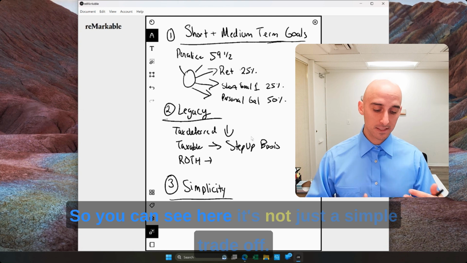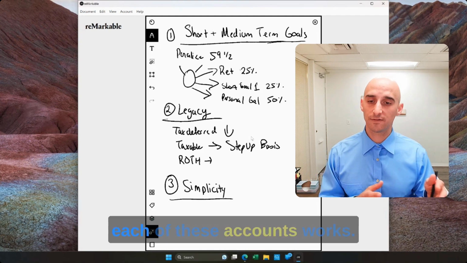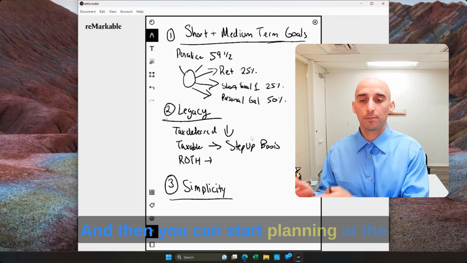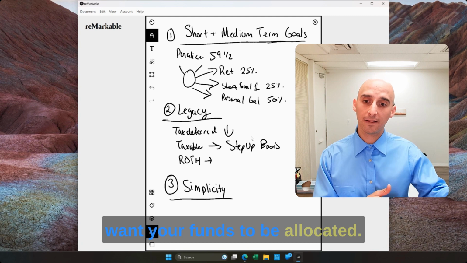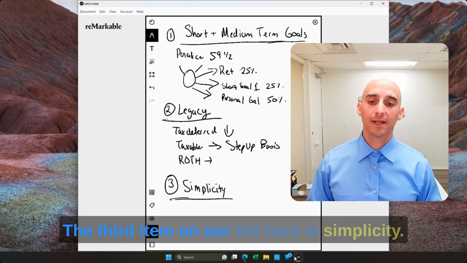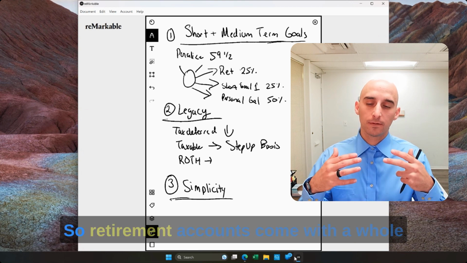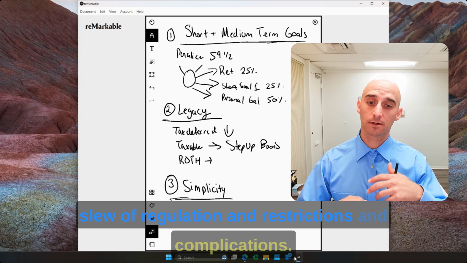So you can see here, it's not just a simple trade-off. You have to understand the ways each of these accounts works, and then you can start planning at the point where you begin saving for how you want your funds to be allocated with an eye on the future. The third item on our list here is simplicity. Retirement accounts come with a whole slew of regulations and restrictions and complications.